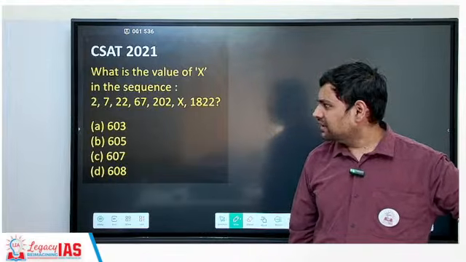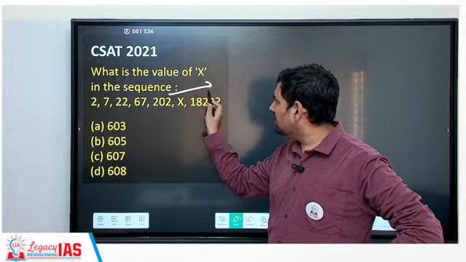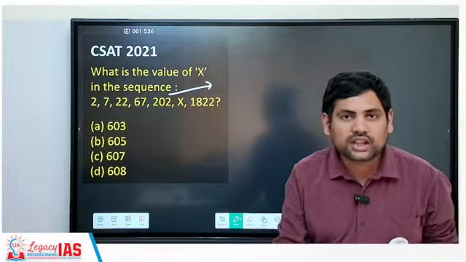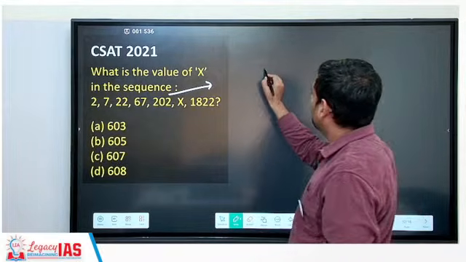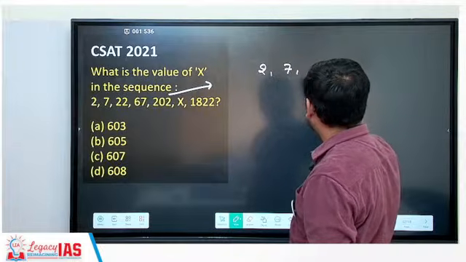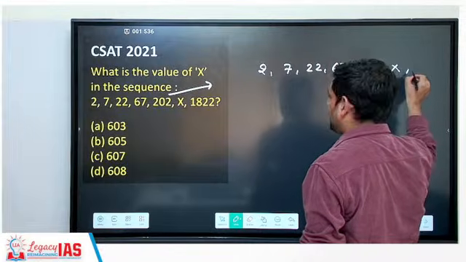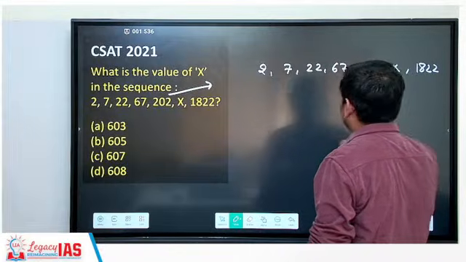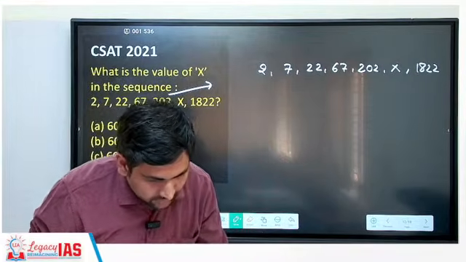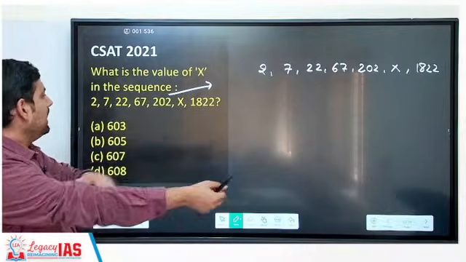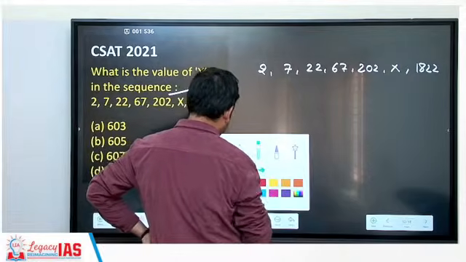Now, the first thing you observe: is this increasing or decreasing? This is very clearly an increasing series. Now, for increasing, what do we do? First thing, we find out the difference between them. So this is the series: 2, 7, 22, 67, 202, x. Now you start finding out the difference between them.